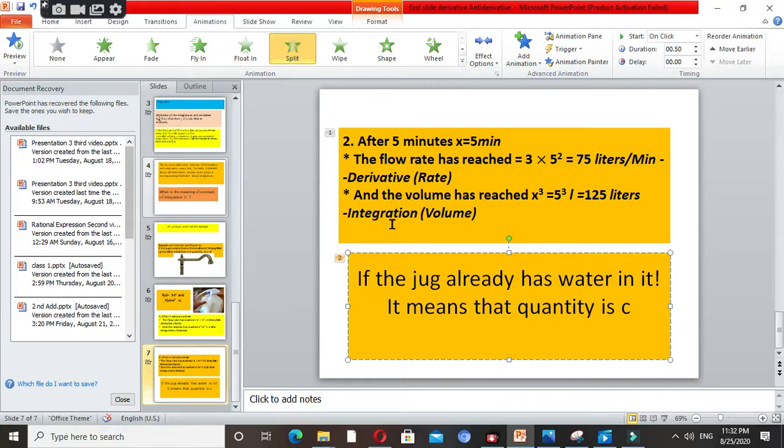Now in the next video we will show and animate this type of interesting application, which is important for our life, which is why we are studying mathematics.